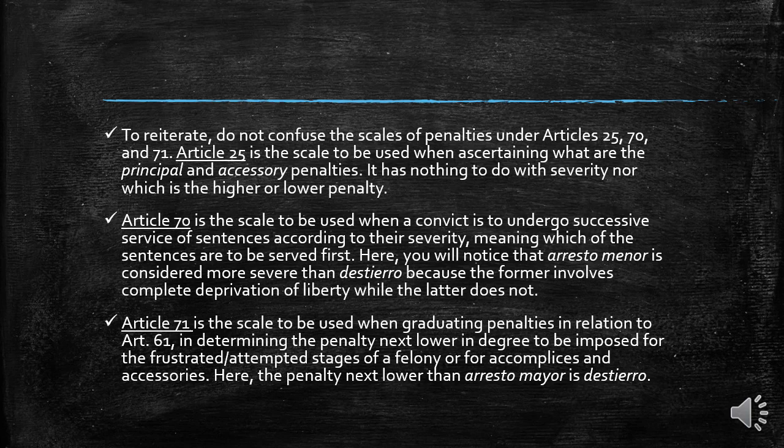Article 71 is the scale to be used when graduating penalties in relation to Article 61. That is, in determining the penalty next lower in degree to be imposed for frustrated or attempted stages of a felony or for accomplices and accessories. Here, the penalty next lower in degree than arresto mayor is destierro. So, please take note of the distinctions among the three scales of penalties in the revised penal code so that you can apply them and use them accordingly.